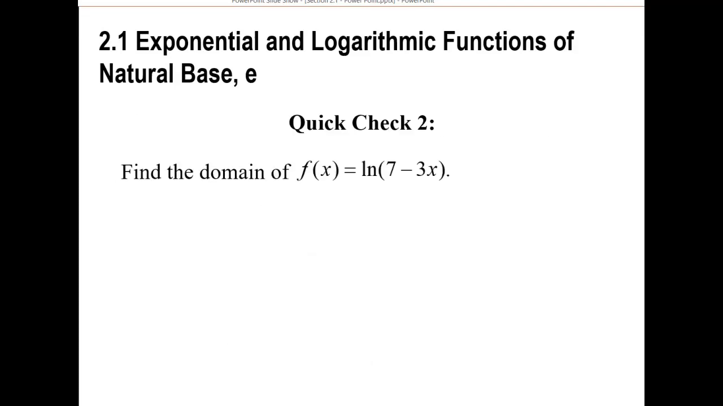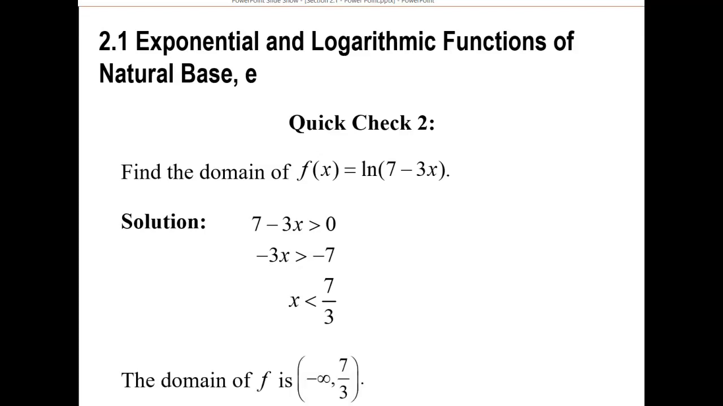All right, let's try another domain problem. Find the domain of natural log of 7 minus 3x. Same thing. Solution, 7 minus 3x must be greater than 0. You can only take the log of a positive number. Subtract 7 from both sides. Divide by negative 3 means you flip the sign again. So you get x is less than 7/3. So in this case the domain is negative infinity up to 7/3.